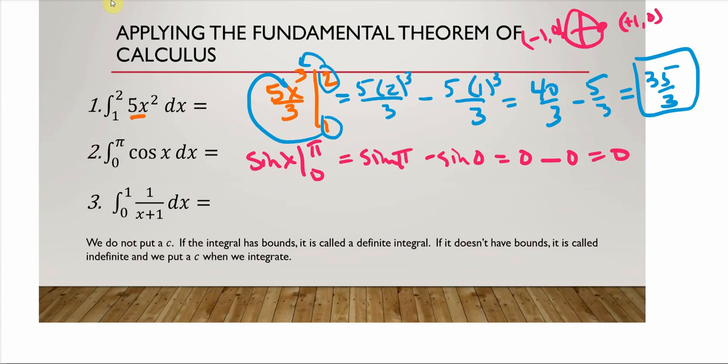Okay, so if I was to graph the cosine of x, the cosine of x from 0 to pi is going to be from here to here. So look what's going to happen.